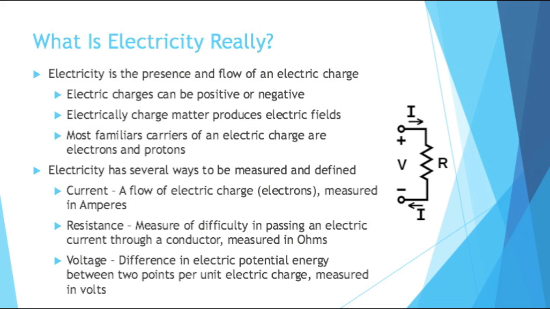Electricity has several ways to be measured and defined. Here are a few of the more common ones. Current is a flow of electric charge, electrons, measured in amperes, also called amps. Resistance is the measure of difficulty in passing an electric current through a conductor, measured in ohms. Voltage is the difference in electric potential energy between 2 points per unit electrical charge. It is measured in volts.